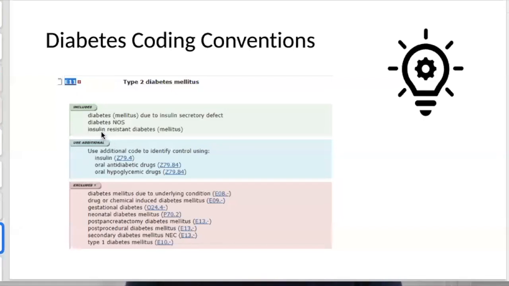Now, look here. You see this includes, this is a coding convention. Use additional code is also a coding convention. Excludes1 is also a coding convention. What these coding conventions mean, guys, is that these are strict coding instructions or additional instructional notes that every coder needs to pay attention to. Okay, and look, you see this Z79.4? You guys remember that? Where did you see this? You see it right here.